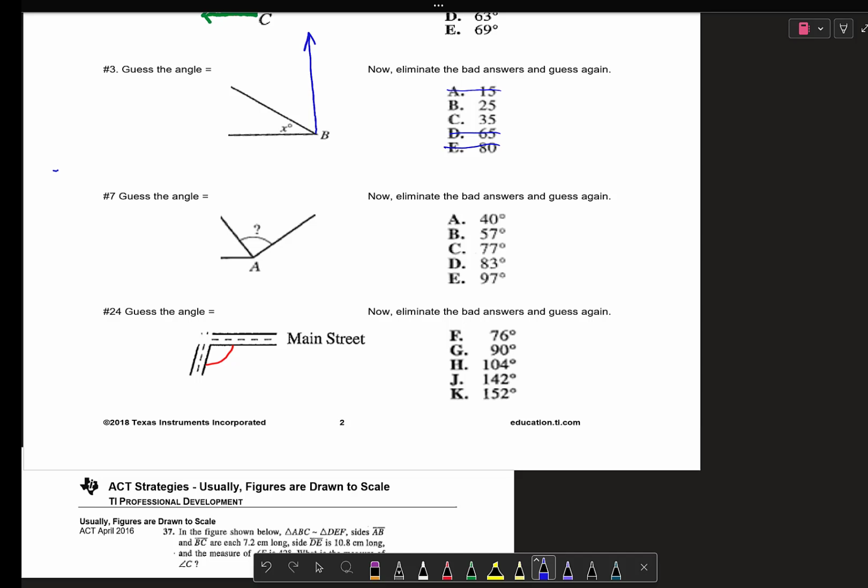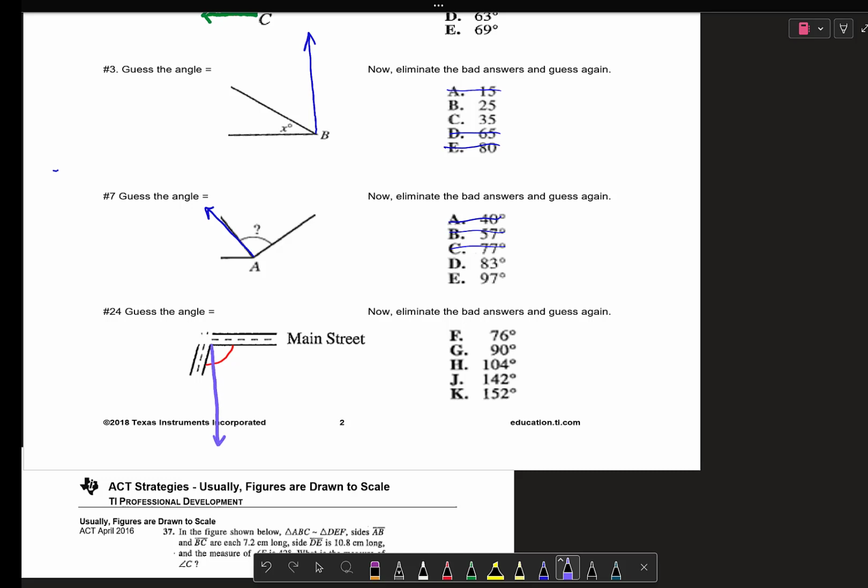Looks like it's just a little bit of a caved-in version of an L, at least in my mind. I know it's not 40, I know it's not 57, and 77 probably seems too small as well. So this one, I feel like we can make a pretty good guess based on the fact that it looks a little bit less than 90. And then finally, this last one, number 24 from an actual ACT, before we look at the actual questions.